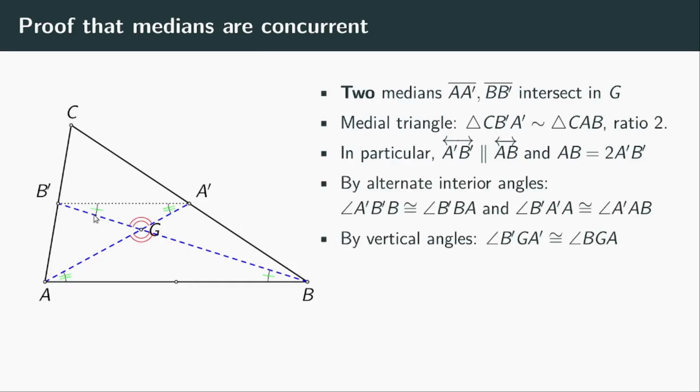So now, using alternate interior angles, I guess technically the converse to the alternate interior angle theorem, right? I'm thinking of BB' as one of the transversals, and I have A'B' and AB as my pair of parallel lines. Then the angles I have marked with a single tick mark are a pair of alternate interior angles. Similarly, where I think of AA' as a transversal, I get the double tick marks. And then these red angles here at G are a vertical pair.